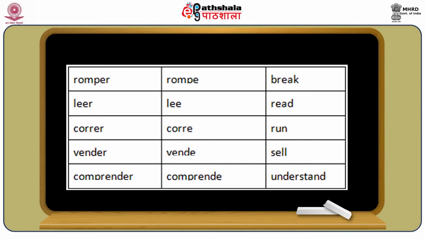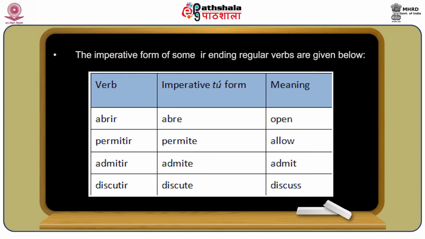Correr, the imperative tú form is corre, meaning run. Vender, imperative form is vende, meaning sell. And comprender, imperative form is comprende, meaning understand. Now let's see the imperative form of some IR ending regular verbs, which are abrir. So this is IR ending verb abrir. So the imperative tú form will be abre, meaning open.